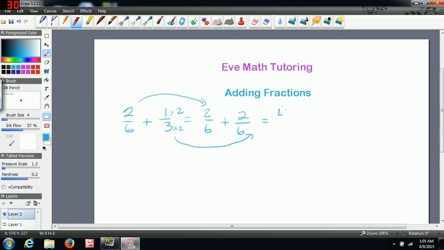Okay, so in this case, we would go ahead and add them, and we get 4 over 6. And at that point, you can see that the greatest common factor, the number that divides both into 4 and 6, is number 2, so you can go ahead and reduce it, and you would get your answer like that. Okay, so that's another example.